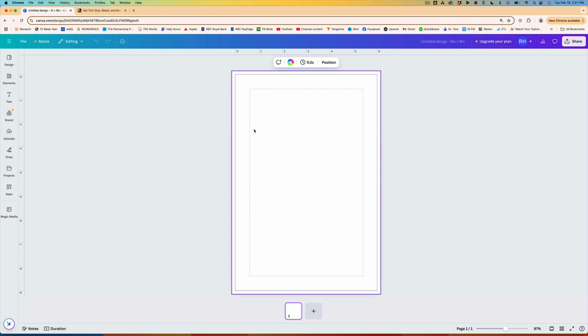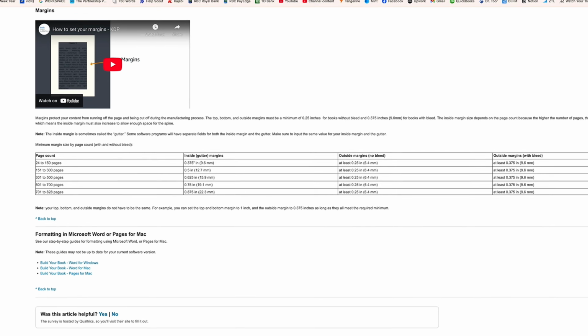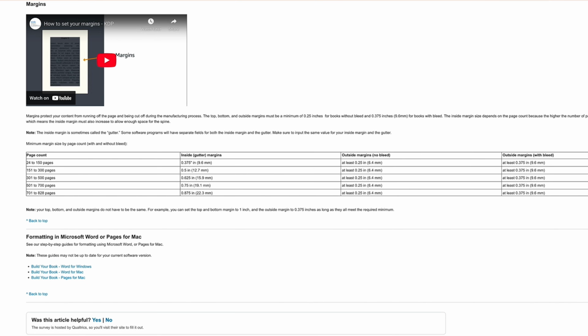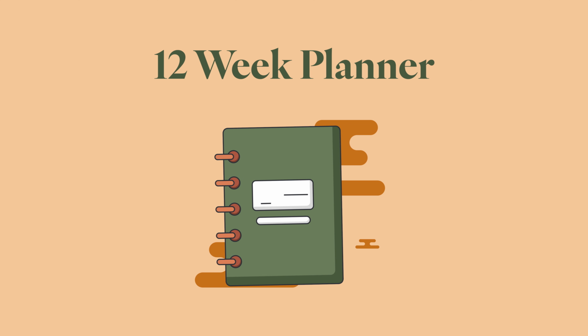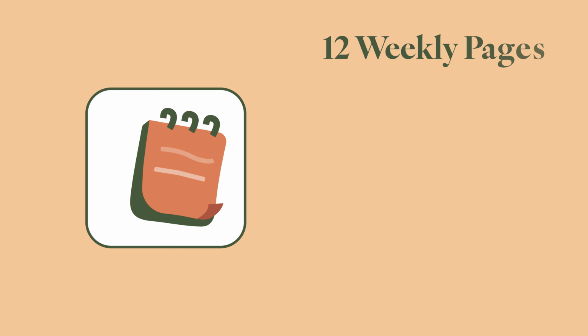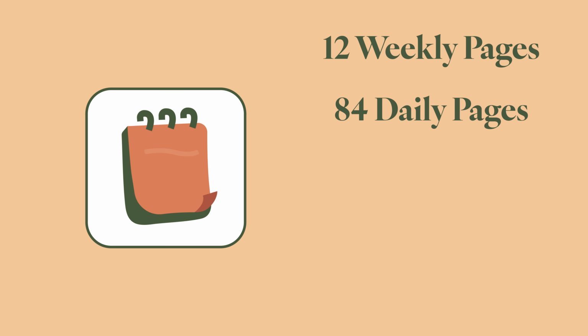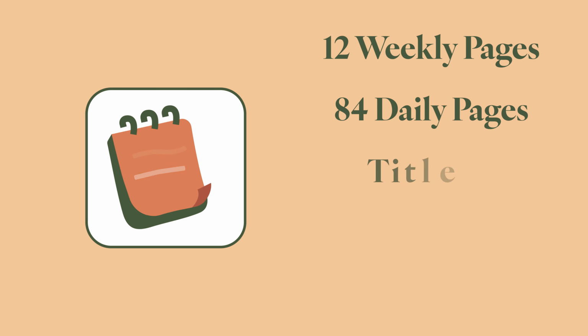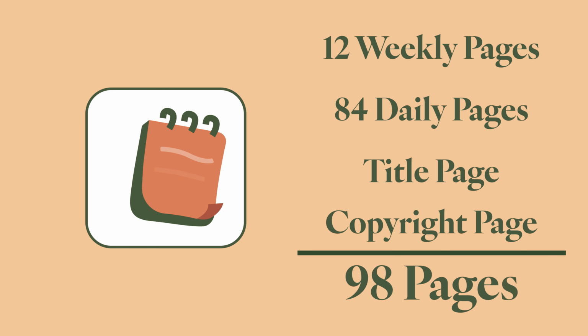Now, if you're selling your book on KDP, you'll want to make sure that you're setting up the correct margins according to how many pages are going to be in your book. So going back to KDP's help pages, you can check out the margin requirements for the size of book that you'd like to create. My daily planner is going to be a 12-week planner. So mine is going to have 12 weekly pages plus 84 daily pages, which is 7 days per week, plus a title page and a copyright page, and that is going to give me a total of 98 pages.